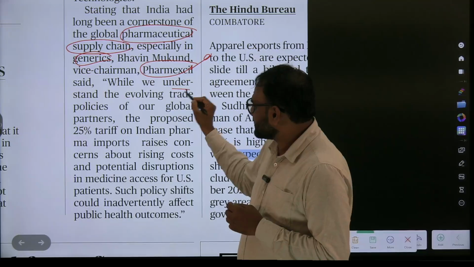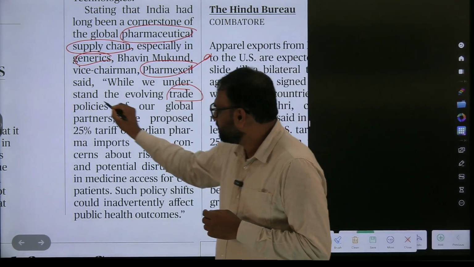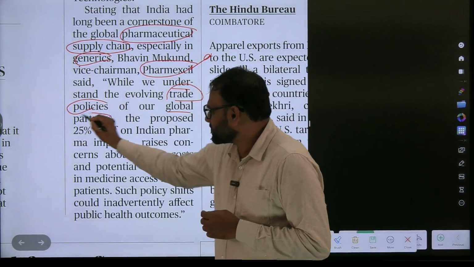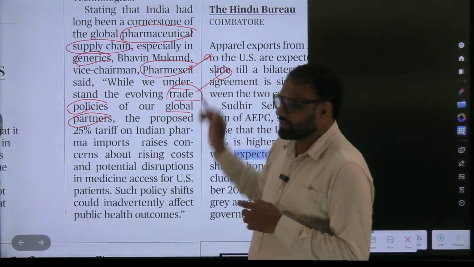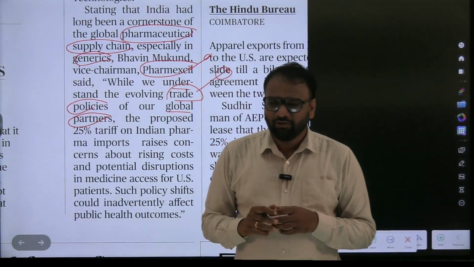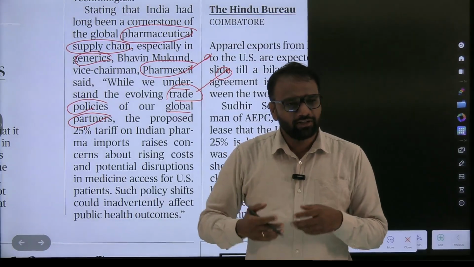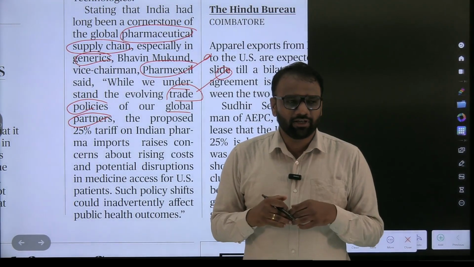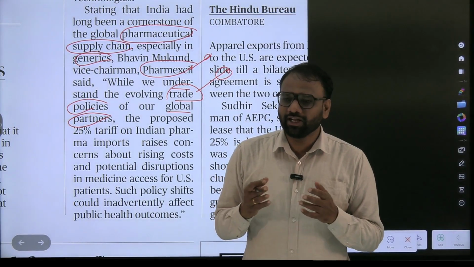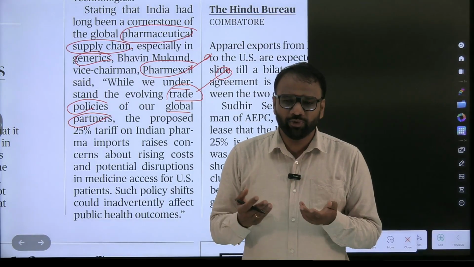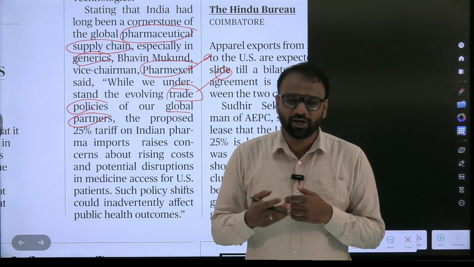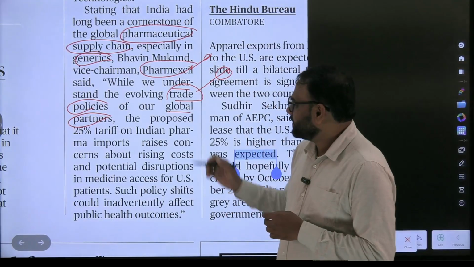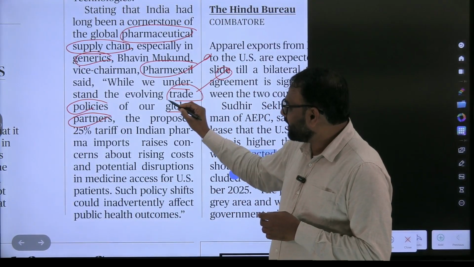While we understand the evolving trade policies of our global partners. So who are trade partners? With whomsoever we do trade, they are our trade partners. USA is a trade partner, Russia is a trade partner, Japan is a trade partner, Middle East is a trade partner. So all the countries with whom we do trade, import and export, are called trade partners.